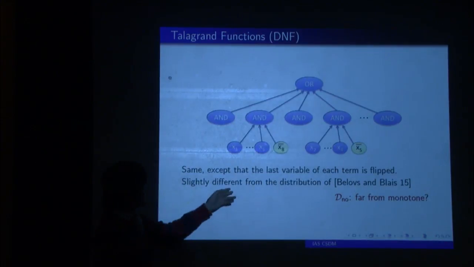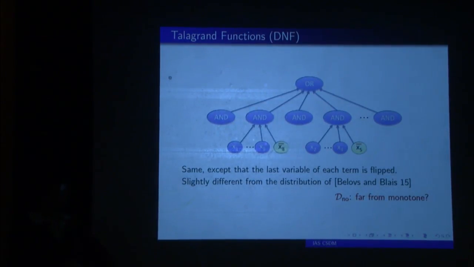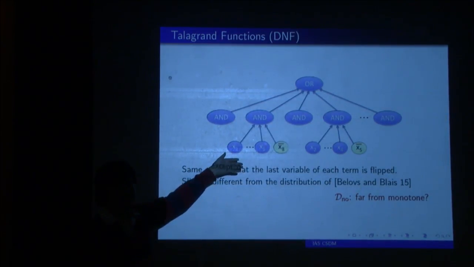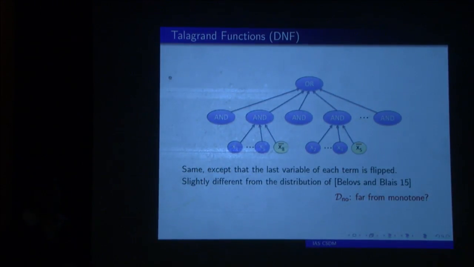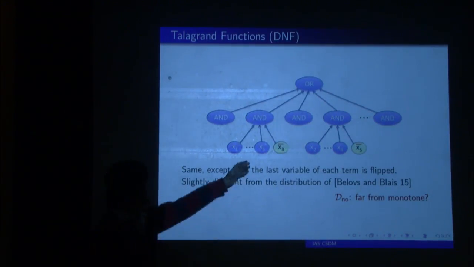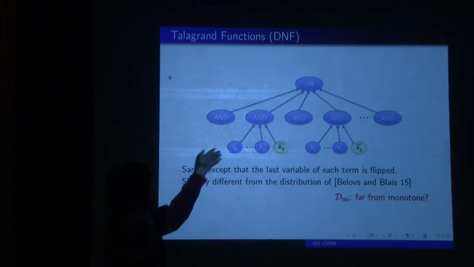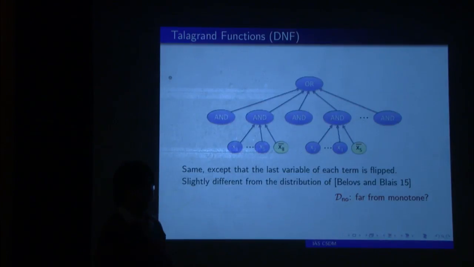So I want to say this is slightly different from the distribution Belovs and Blais used. What they used is, generate the same tree for the yes case, and then you draw a set of variables S of size root n, and every time you see a variable from that set, you flip it. Okay. This way, they can use results from noise sensitivity to quickly conclude that these functions are far from monotone. But I think here we're doing it differently. And this helps us make all the terms kind of independent from each other. There is no correlation between these terms. And we'll see this is also far from monotone. Okay.